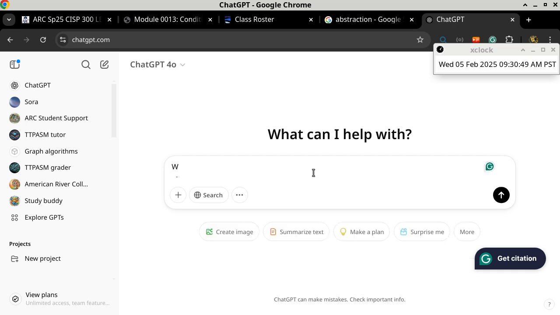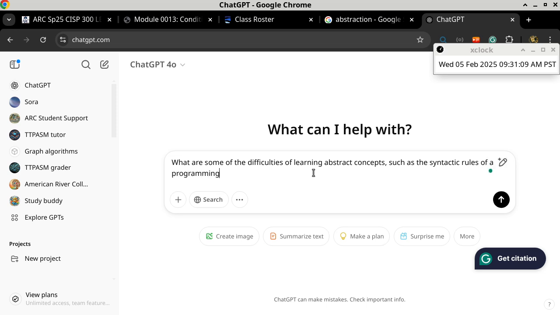Formulating the question itself is part of the thought process. So I'm going to ask, what are some of the difficulties of learning abstract concepts such as the syntactic rules of a programming language?